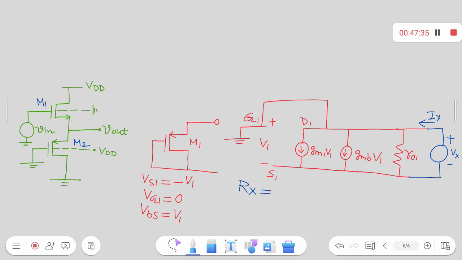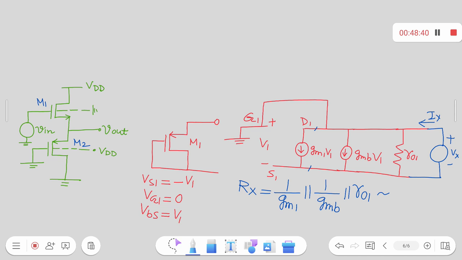So you have this GM1 times V1, and what is the voltage between these two terminals? Once again, you have the same concept. Between these two terminals, D1 and S1, what is the voltage difference? V1, or rather you can call it Vx. So the magnitude is GM1 times that voltage. So what is the equivalent resistance? 1 upon GM1, you have one resistance. And another resistance is 1 upon GMB, and another resistance, RO. So what is that Rx? 1 upon GM1 parallel 1 upon GMB parallel RO1.